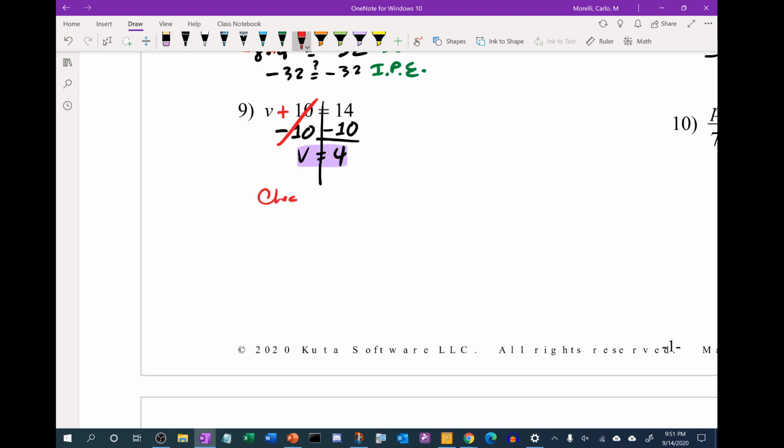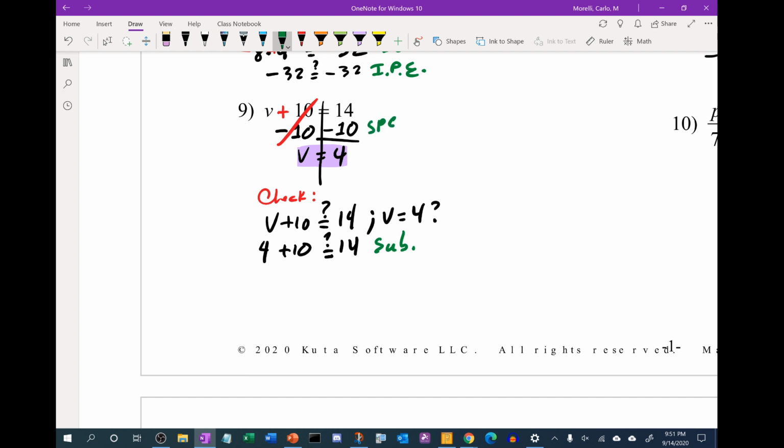So I believe that v equals 4, but how do I know v equals 4? Well, I got to check it because I don't know it yet. The question is, does v plus 10 equal 14, where v equals 4? Well, let's use substitution to find out. I'm going to put 4 for v. 4 plus 10 equals 14. This is justified by substitution. This was the subtraction property of equality, and this was simplification.